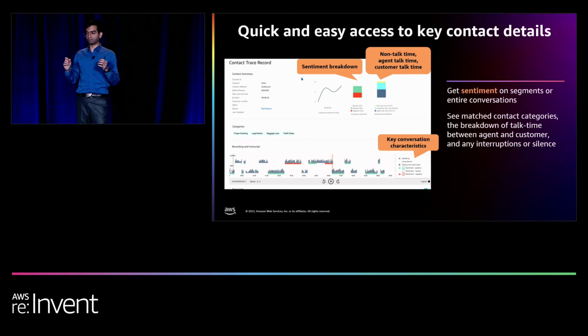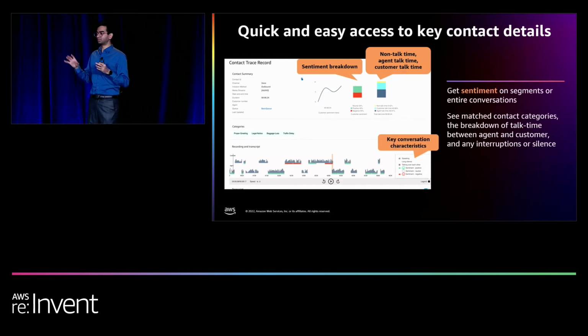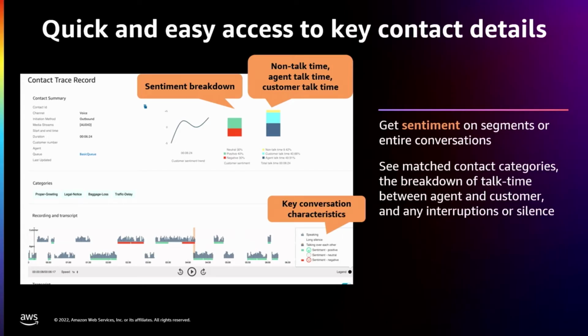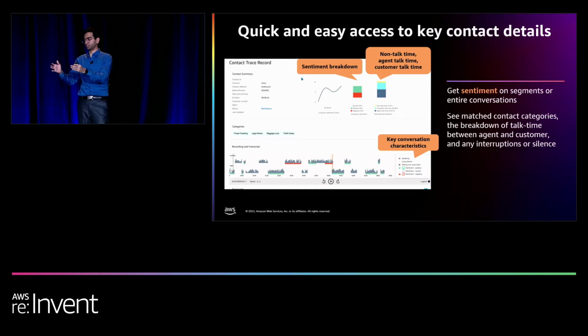Now, Contact Lens displays all the key conversation insights on a single contact detail page. Right? This page that you're seeing up here shows you a sentiment trend along with the distribution of other important metrics such as non-talk time as well as talk time. You can also see other characteristics such as interruptions, loudness, and response times all within that same page. And this is applicable not just for your voice channel, but also for your chat channel.